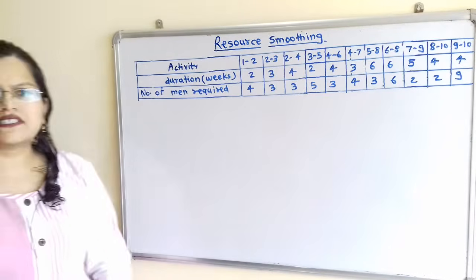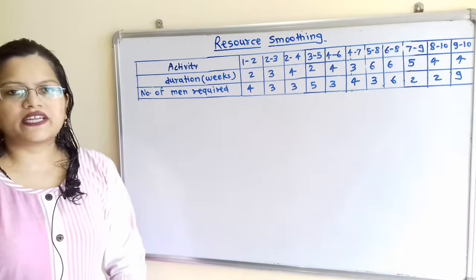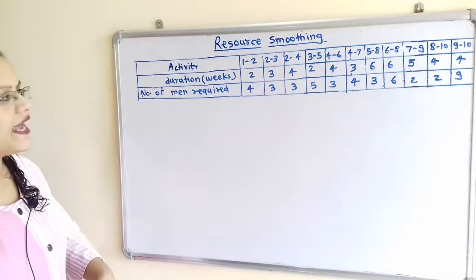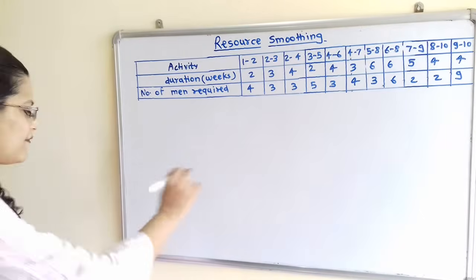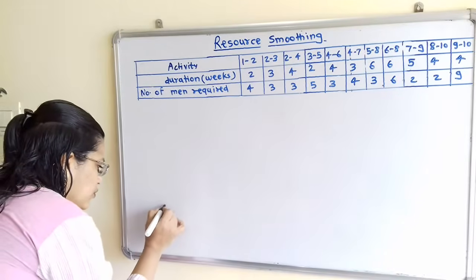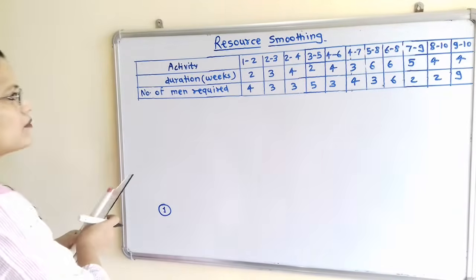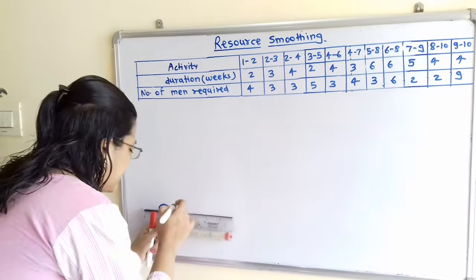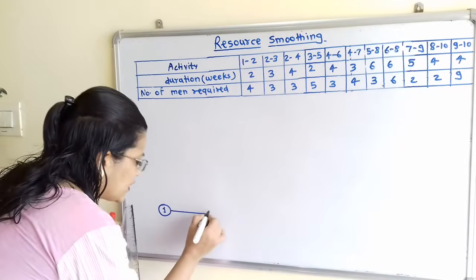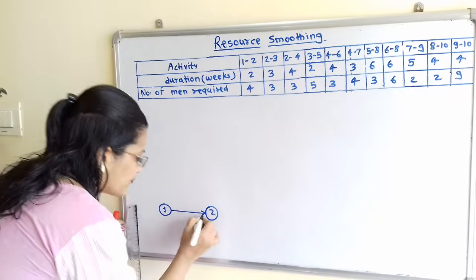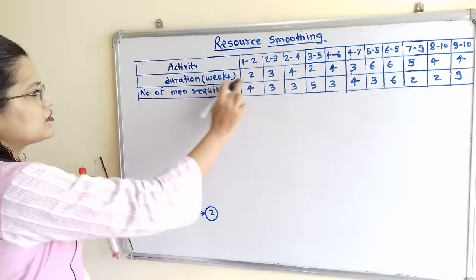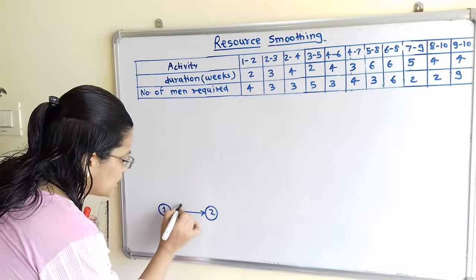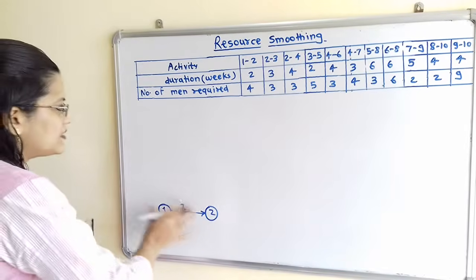Now with reference to this data, we will first draw the network diagram. From node 1 there is only one activity, that is 1 to 2. So I will draw here the start node 1. Now from this node 1 there is one activity, that is 1 to 2. So I will draw here the node 2. Now for this activity, what is the duration required? The duration required is 2 weeks. So we will mention here the duration to complete this activity.